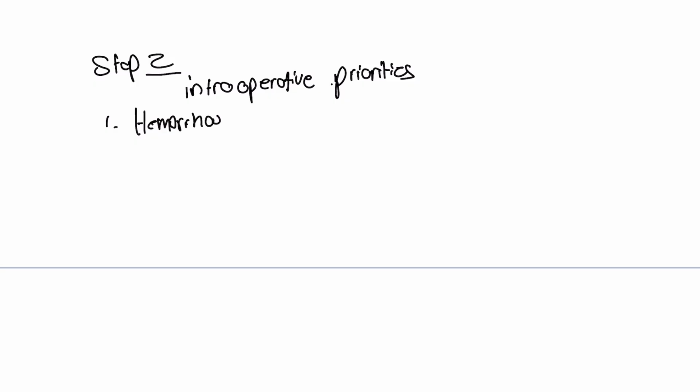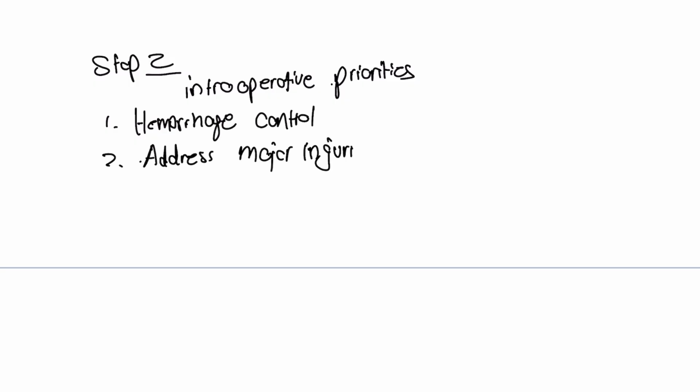Step 2, intraoperative priorities. When you go in there and you do your XLAP, control the hemorrhage first. Next, address the major injuries, and then lastly, evaluate the bowel. The biggest thing there is infection, so get the life-threatening stuff out of the way first.